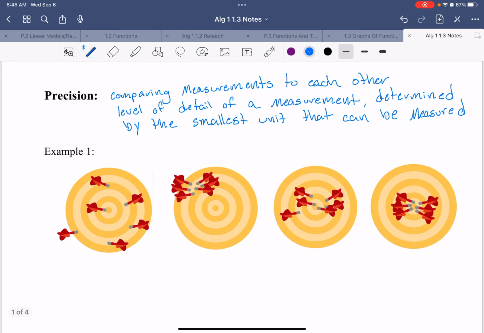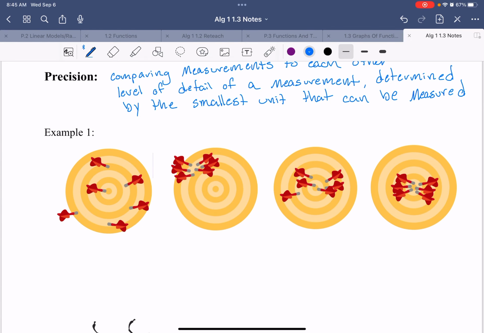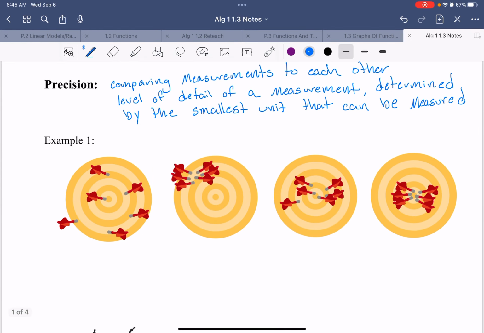Okay, so for example here, I've got 3 targets down here. This first one is not very accurate because all the points are kind of scattered all over the place. And it's also not precise. So it's not accurate because these are not close to the actual target, which is there in the middle. And it's not precise because they're not close to each other. So this is low accuracy and low precision.